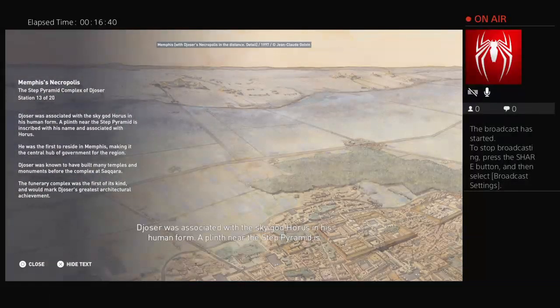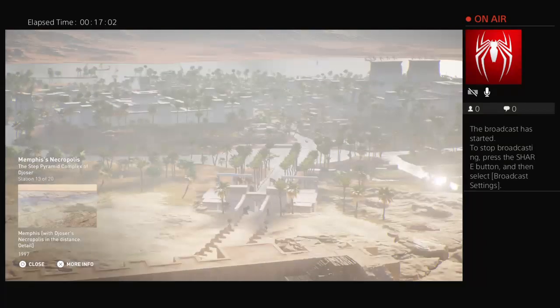Djoser was associated with the sky god Horus in his human form. A plinth near the step pyramid is inscribed with his name and associated with Horus. He was the first to reside in Memphis, making it the central hub of government for the region. Djoser was known to have built many temples and monuments before the complex at Saqqara. The funerary complex was the first of its kind, and would mark Djoser's greatest architectural achievement.